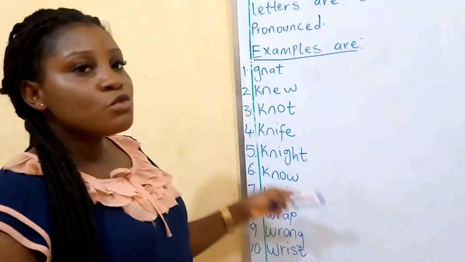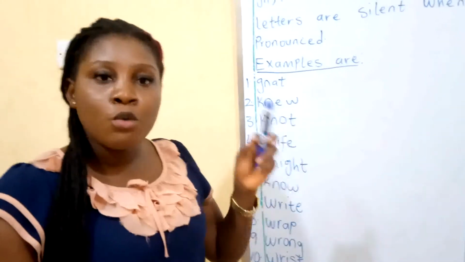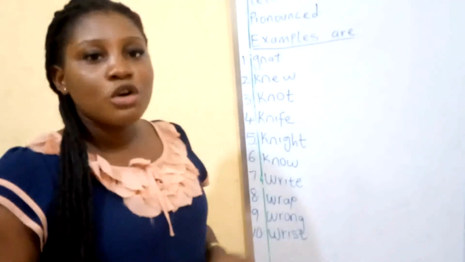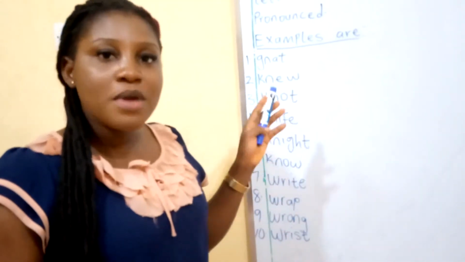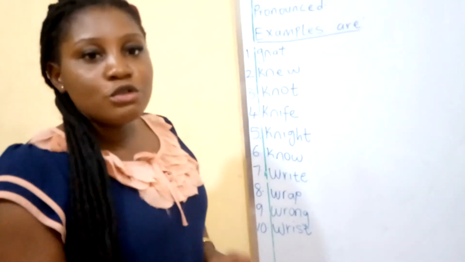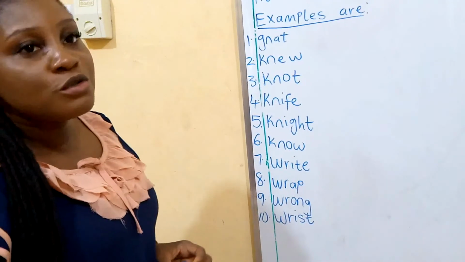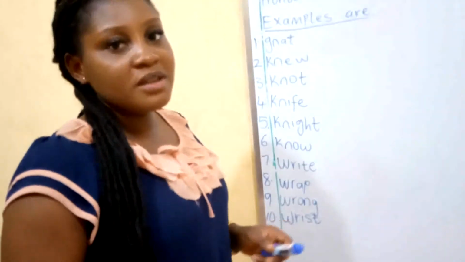Remember, there are some words that we spell but we do not pronounce. So when we are pronouncing such words, the sounds do not come out. But when we are writing them, we include those letters. Okay, so I'm going to give you something to do for me.